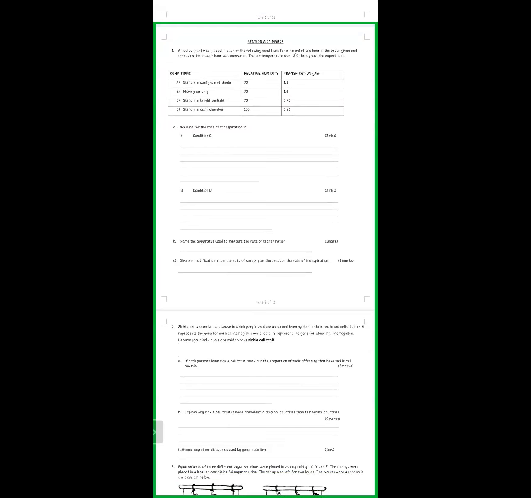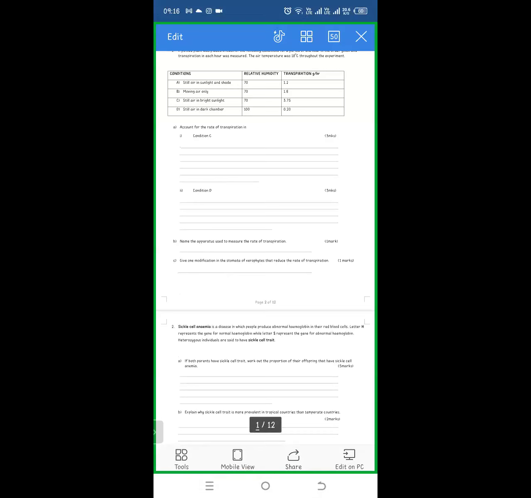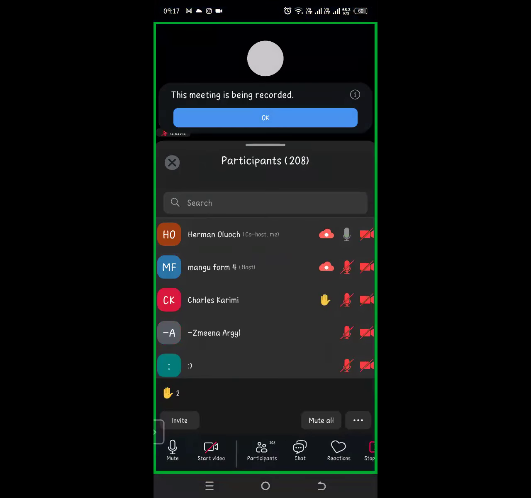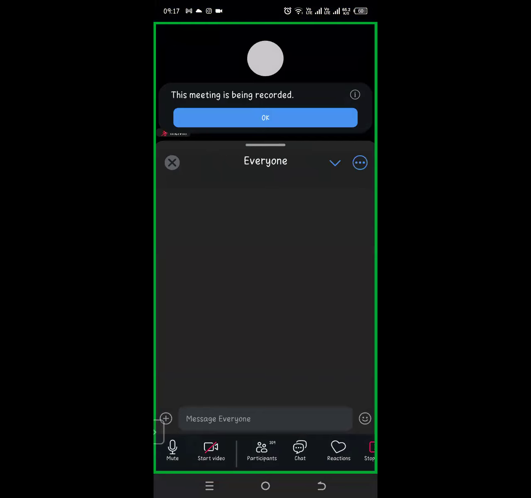Part B, name the apparatus used to measure the rate of transpiration. This one you can indicate in the chat. What is the name of the apparatus used to measure the rate of transpiration? You can indicate that in the chat so that I can see. I see the chat is clear. No one is writing anything. Please let us indicate that in the chat.